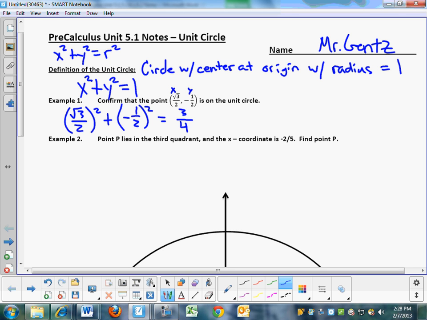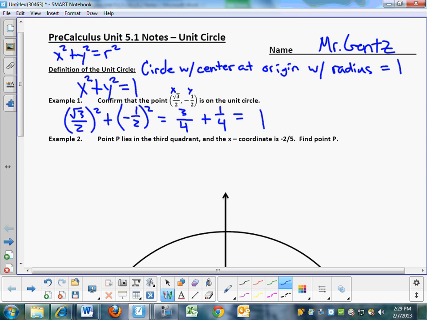What's negative 1/2 squared? 1/4. And so, remember you square the top, square the bottom, and if you square any real number, it's going to be positive. So 3/4 plus 1/4 is 1. So we've confirmed that it is on the unit circle. If you square both values and add them together and you get 1, it's on the unit circle. If you don't get 1, it's not on the unit circle. It's on some other circle. The double unit circle. Whatever you want to make. Make up your own math, okay?